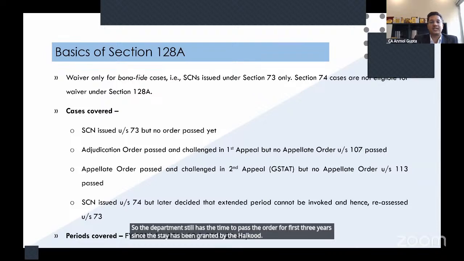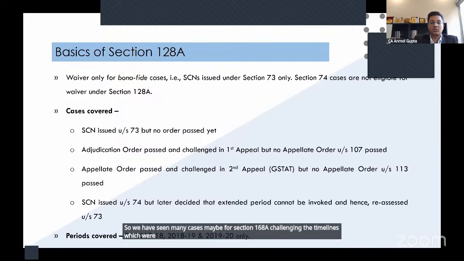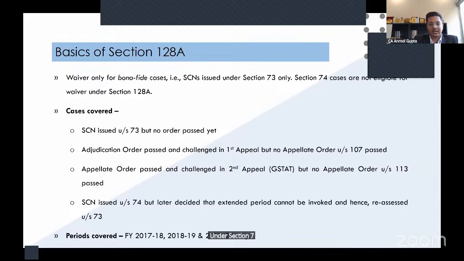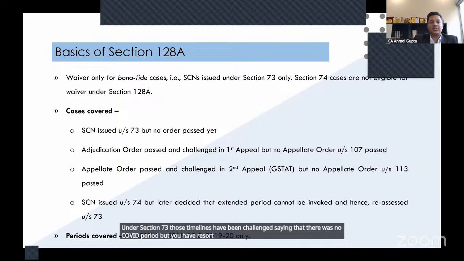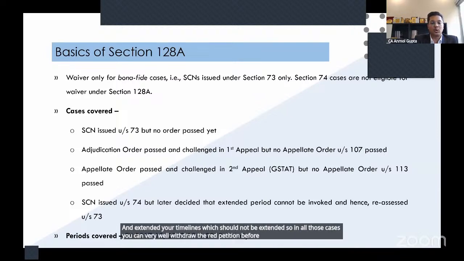So we have seen many cases, maybe for section 168A, challenging the timelines which were extended for these 3 years to pass the SCN and order under section 73. Those timelines have been challenged, saying that there was no COVID period, but you have resorted to COVID and extended your timelines, which should not be extended. So in all those cases, you can very well withdraw the writ petition before the High Court and go under this scheme to avail the benefit of interest and penalty waiver.